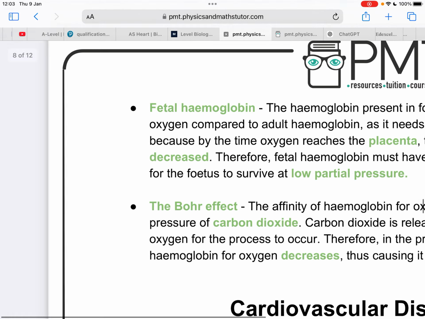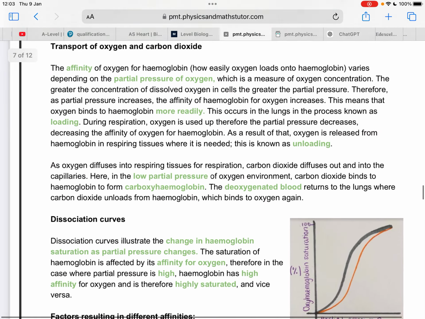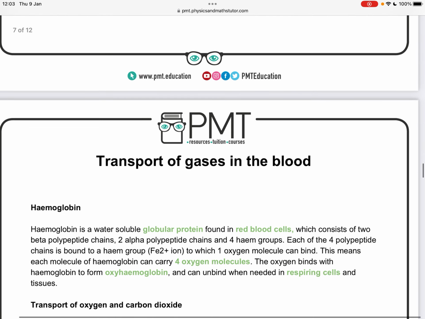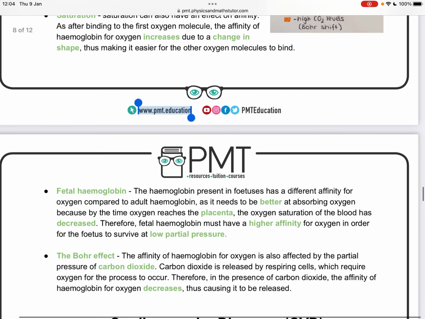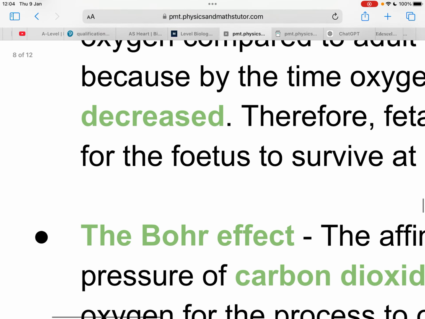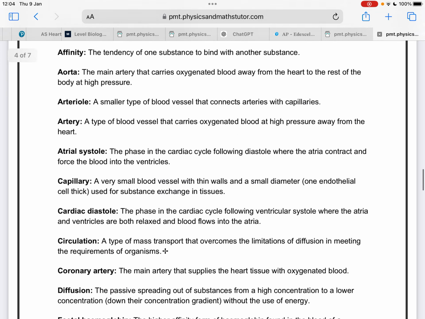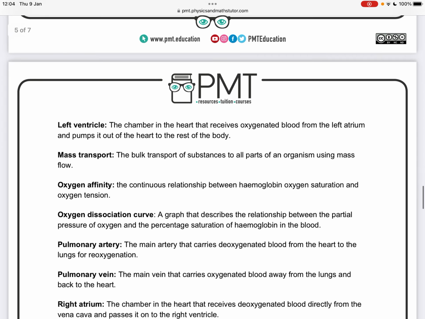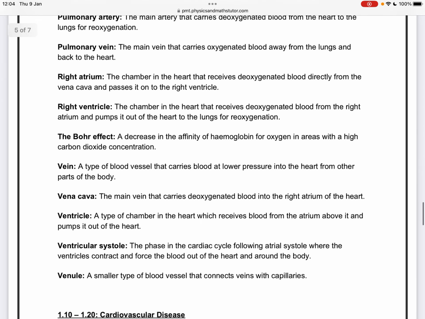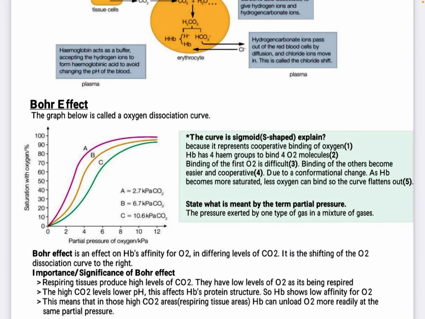We have two ways to study the Bohr effect. Either study the Bohr effect and then study the transport of gases in the blood, or do it vice versa. Well, let's start first with the definition as we did last time. Basically, what is the Bohr effect? It is a decrease in the affinity of hemoglobin for oxygen in areas with a high carbon dioxide concentration.